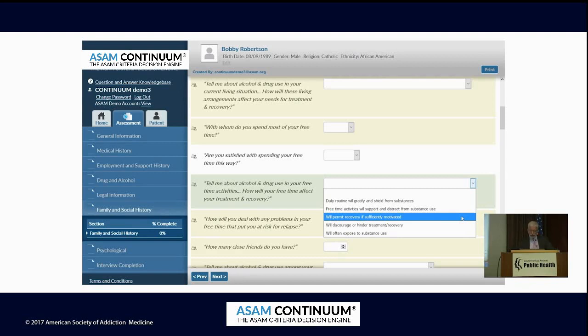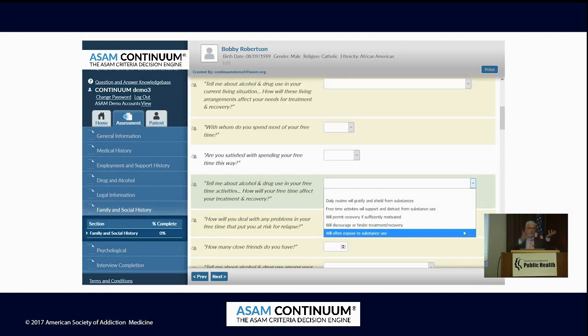Or will the current living situation discourage or hinder treatment or recovery? Maybe the family is going to put the patient down. They're so angry and they're going to shame him or guilt her for what she's done during her active substance use. Or will they actually expose the patient to ongoing substance use right in the living situation? So you see what we have here is a gradient from the best possible situation to maybe the worst possible situation in the living environment as it relates to recovery.